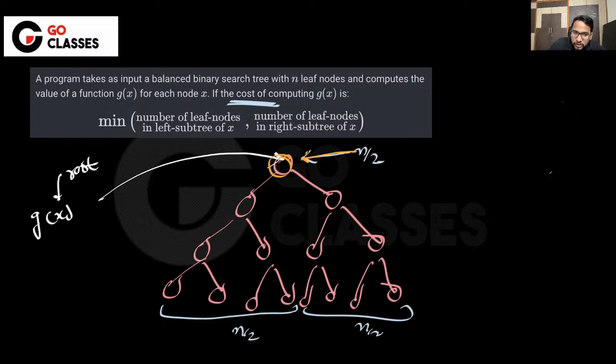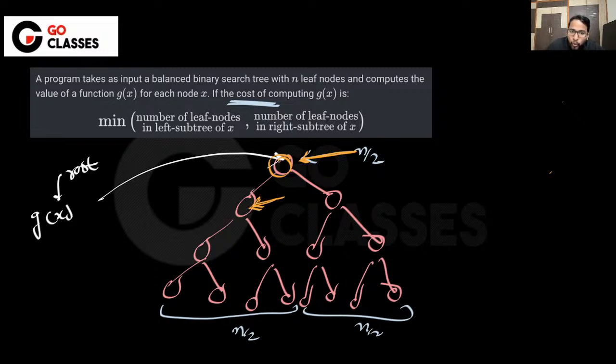Now what is the gx? I don't know actually. Okay, so let's not worry about it. I know that the cost of computing this gx is the minimum of the number of leaf nodes in left of x and the number of leaf nodes in right of x. So here the cost of computing gx is n by 2, because leaf nodes in left of x is n by 2, leaf nodes in right of x is n by 2, and the minimum of both of them is n by 2, right? Similarly, what is the cost of computing gx at this node?